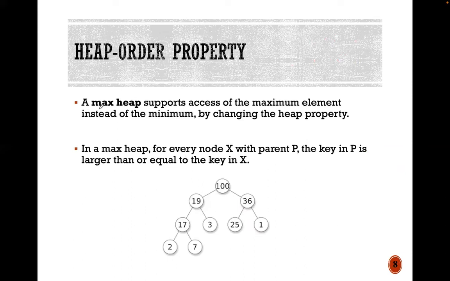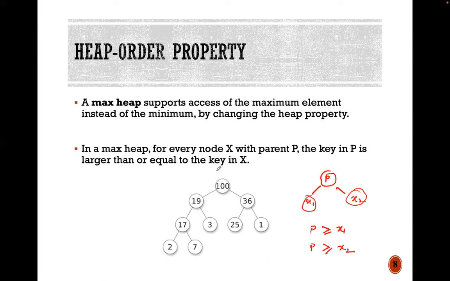Now in a max heap, every parent node's value will be greater than or equal to both of its children nodes' values. So if you have a parent node p and it has two children, x1 and x2, the value of p will be greater than or equal to x1, and the value of p will be greater than or equal to x2.